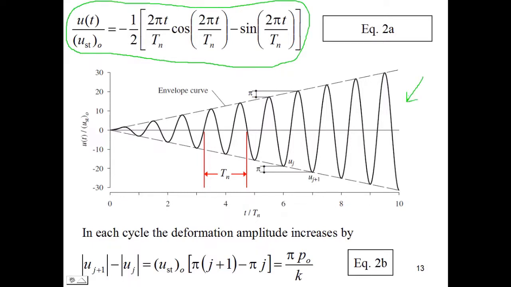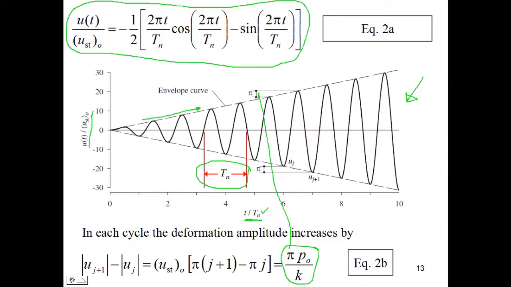The following figure shows the ratio of the complete displacement to the maximum static displacement versus T over Tn, where T is time and Tn is the natural period. It can be seen that the vibratory deformation does not become unbounded immediately, but gradually, and the time taken to complete one cycle of vibration is Tn. Moreover, in each cycle, the deformation amplitude increases by pi multiplied by p0 over k.